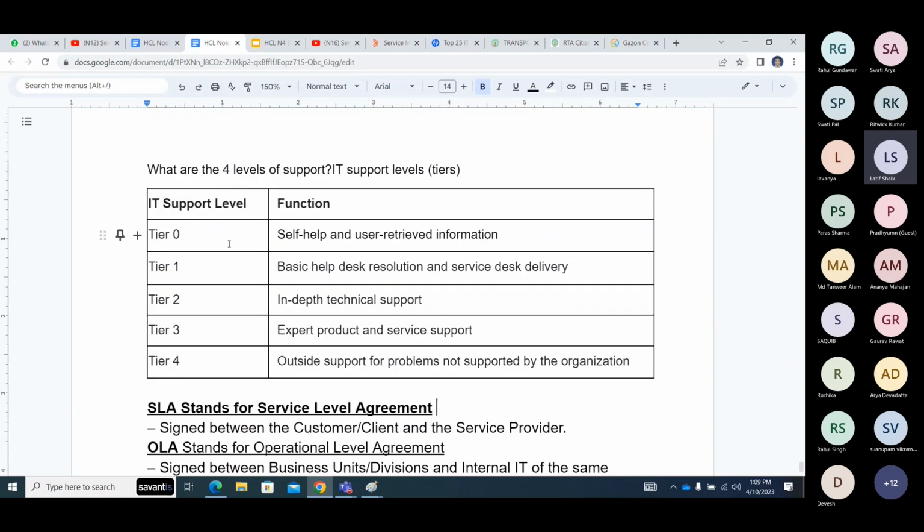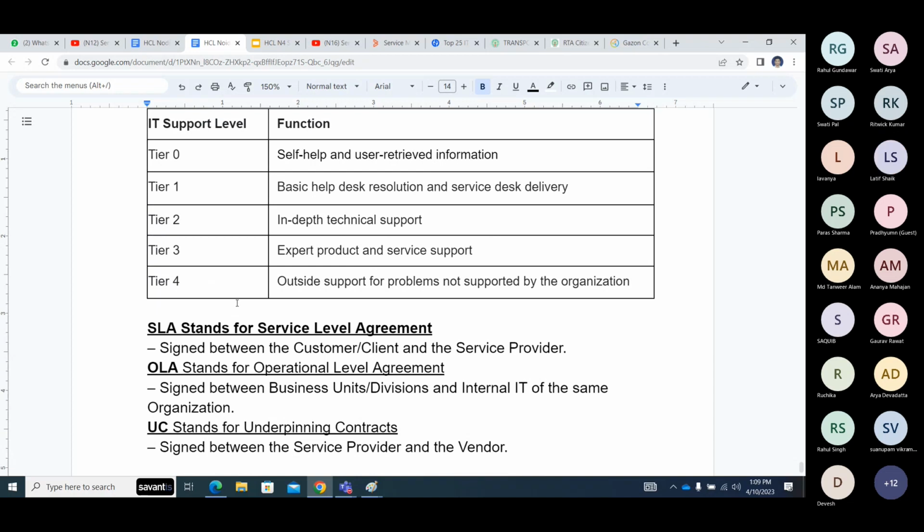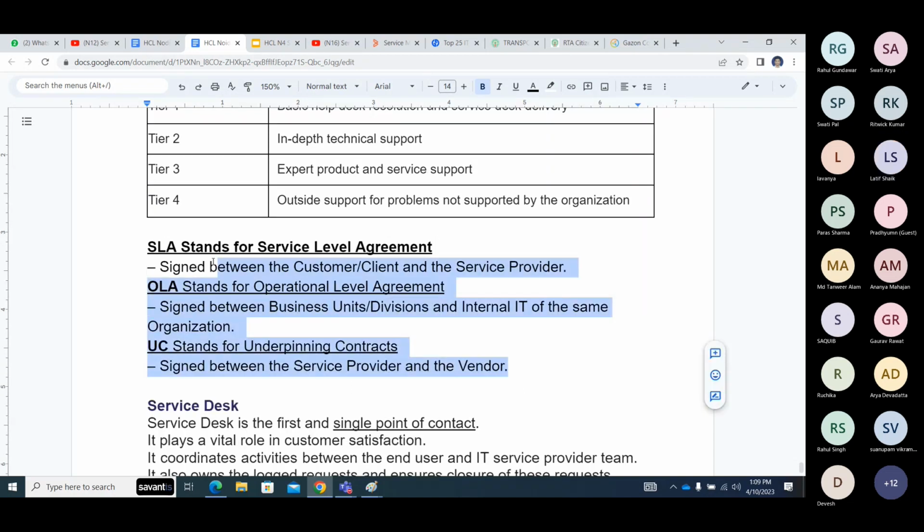Understand, guys? L0, L1, L2, L3 are tier 0, tier 1, tier 2, tier 3 support levels. Yes, sir.